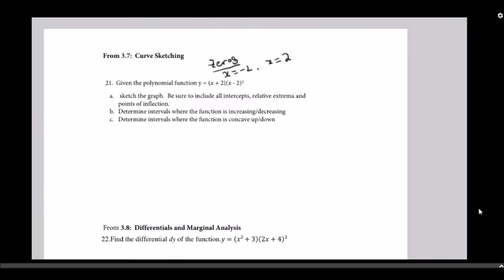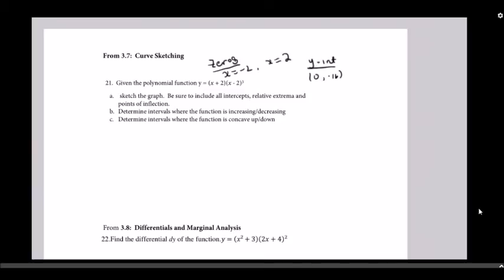Now the y-intercept comes from letting x equal 0. So if you plug a 0 in for all the x's, there and there, you get 2 times -2 cubed. -2 cubed is -8. -8 times 2 is -16. So the y-intercept is -16.